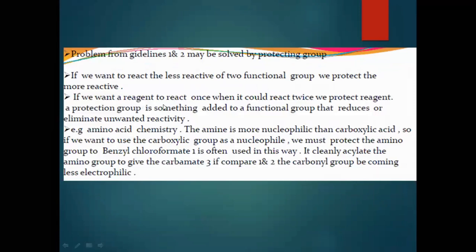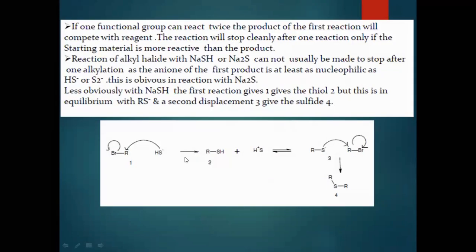If you want a reagent to react once, when it could react twice, we protect the reagent. So in this previous case, we want to react this HS minus with the RBr only one time in order to get this RSH. But what will happen? After the formation of RSH, it will start reacting one more time with the RBr. So in such cases, you will get the unwanted product of disulfide. But our intention is to get the RSH.